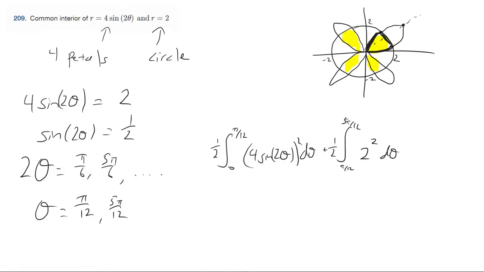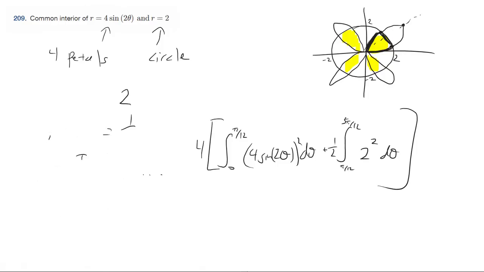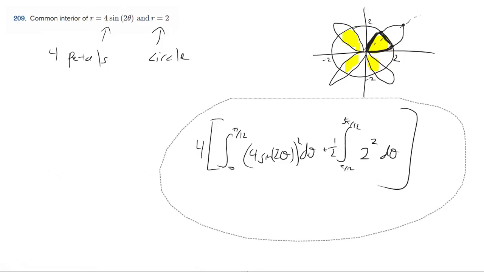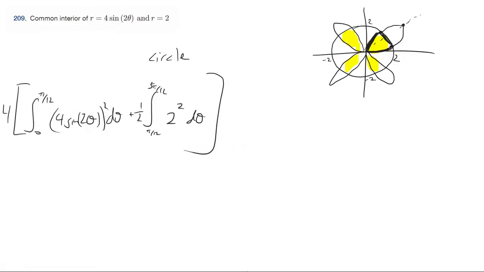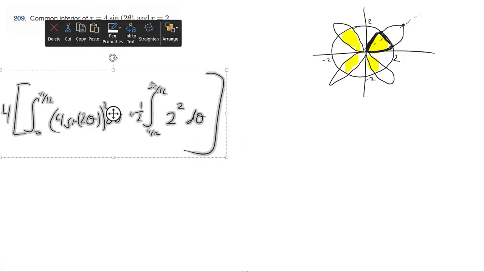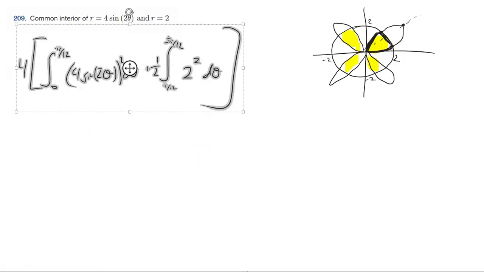So we can just multiply this by 2, so 2 times half is 1. And then this gives us the common interior for one of the four, so we need to multiply everything by 4. So this is our setup right here. Let me start erasing so I have some space, and let me shift this over and upward as well. So we have our setup.